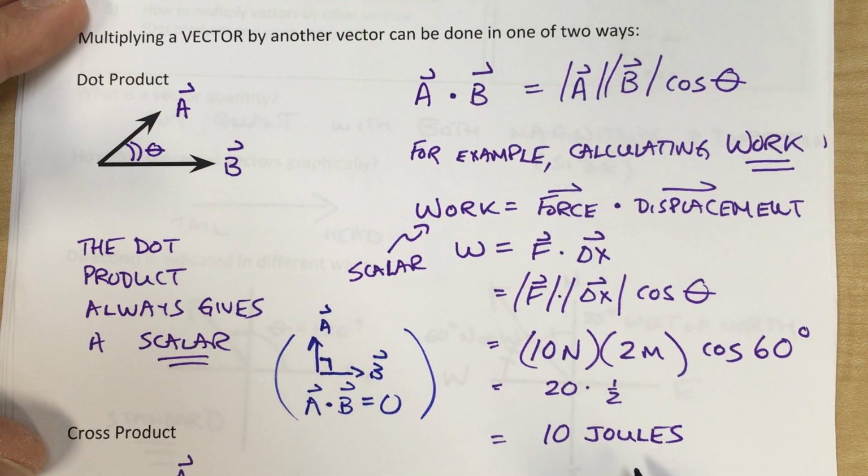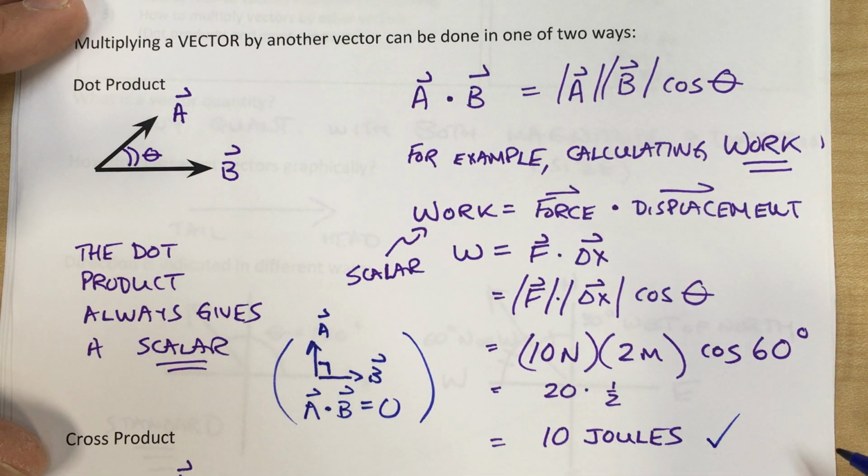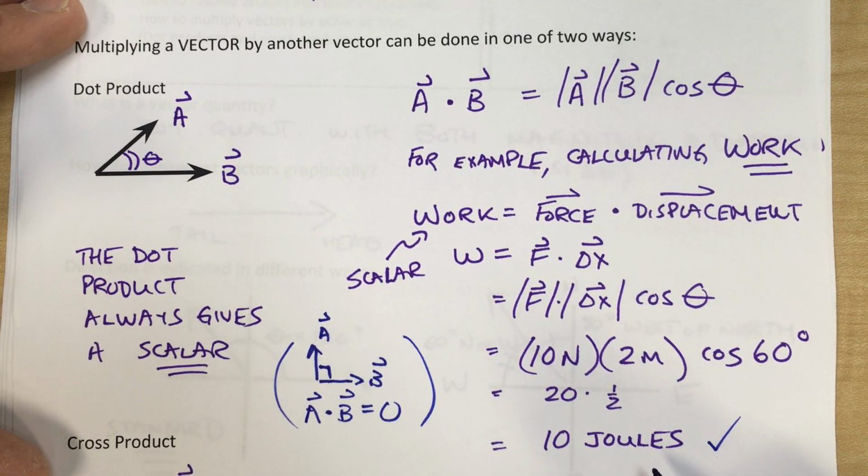One other thing I'll say about dot products is that the answer to a dot product is always a scalar. So we talked about joules here. Joules are scalars. And so dot products will always give a scalar, and you will not have a vector. The joules do not have a direction. So that's an important thing to keep in mind.